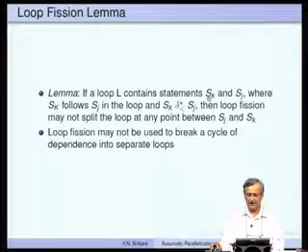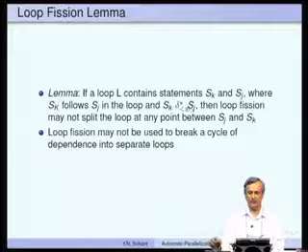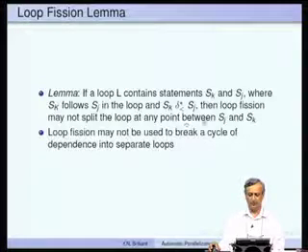If a loop contains statements Sk and Sj, where Sk follows Sj in the loop, so in other words Sj comes first and then Sk, and there is a dependence from Sk to Sj with a delta less than, that means there is a backward dependence. Sj comes first and then Sk, but the dependence is from Sk to Sj in the backward direction. Then loop fission may not split the loop at any point between Sj and Sk.